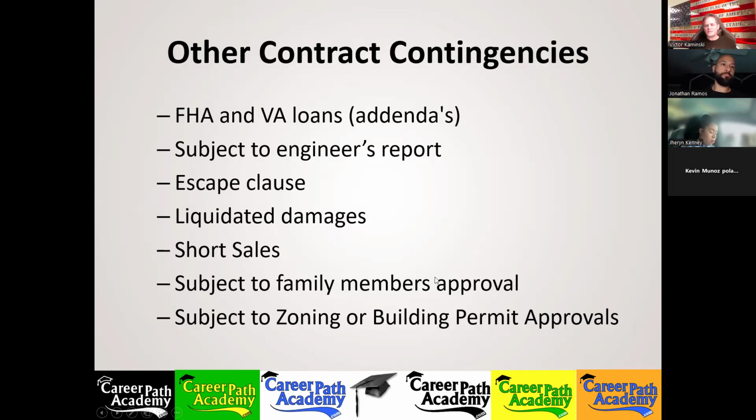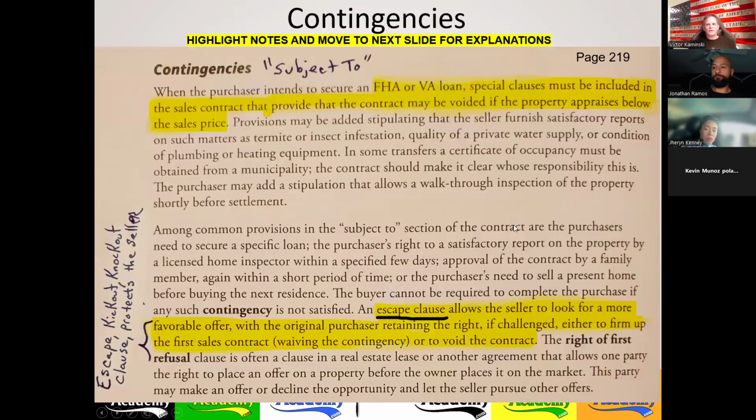So adding contingencies sometimes is necessary just to protect our client's interest. But be careful adding too many because it can make your offer seem weaker. All right, so here on page 219, let's type "subject to" next to contingencies. And that common one, the FHA and VA loan, we need to know about this one. You will get exam questions on this.